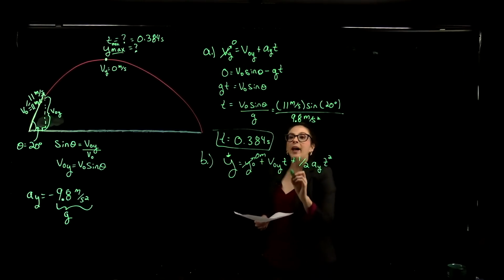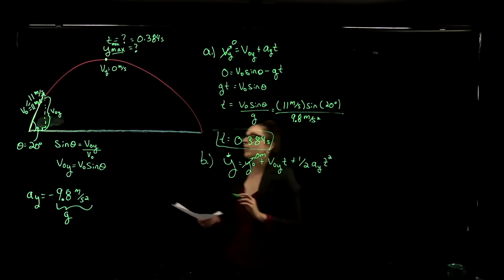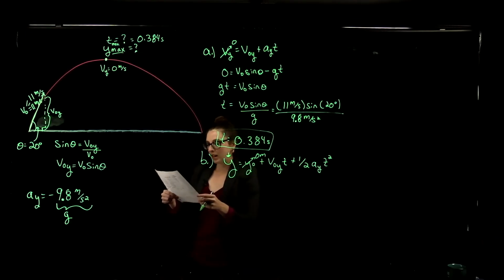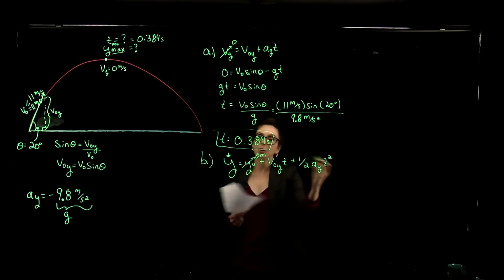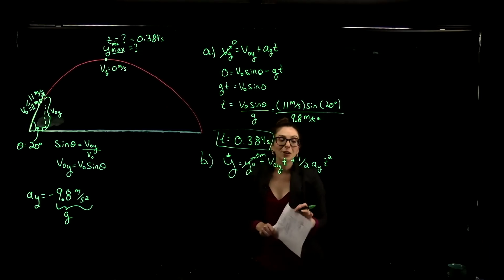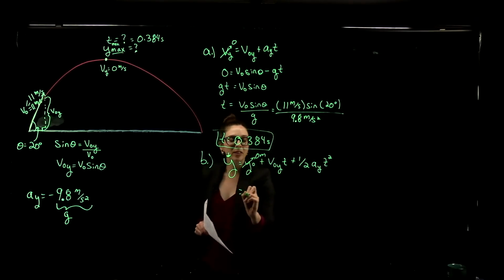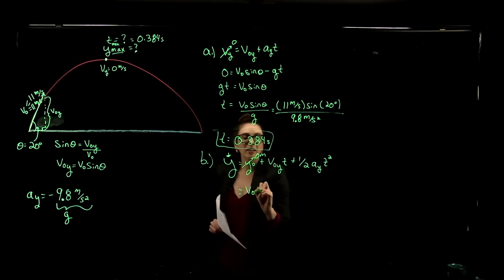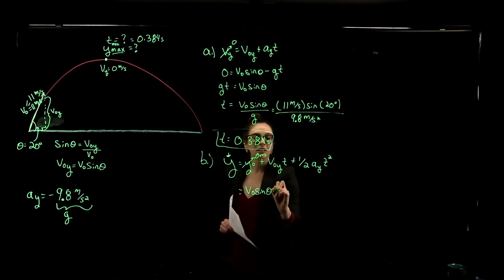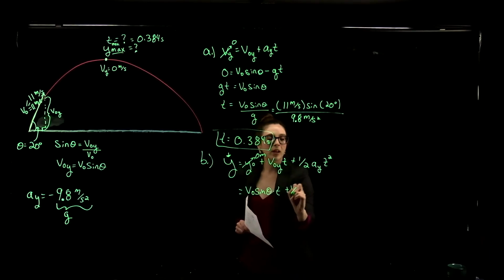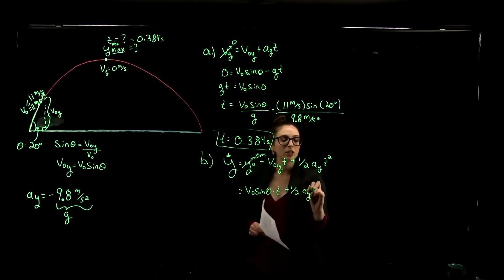Our initial y component, we already calculated. We've got that right there. And we know what the acceleration due to gravity is, and we know how long it takes us to get there. Great, so we know everything. So this is going to be v naught sine theta times time plus 1/2 acceleration in the y direction, t squared.